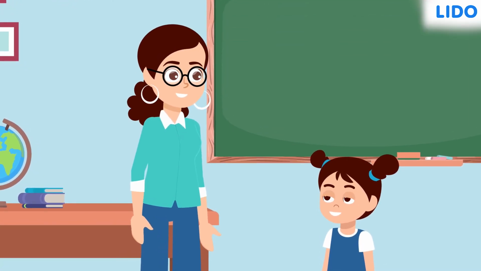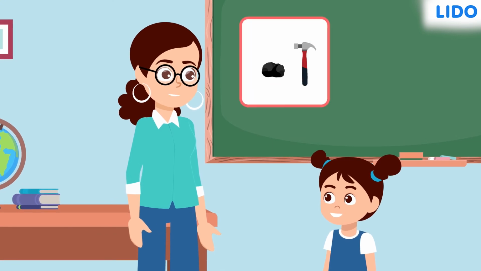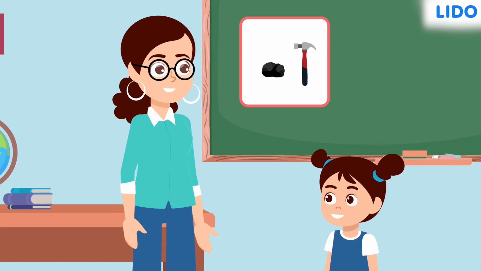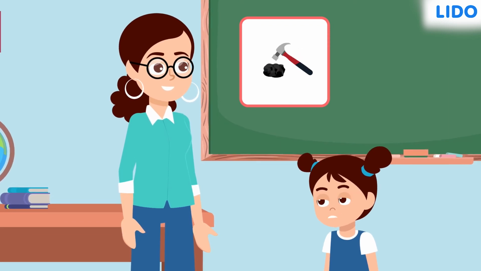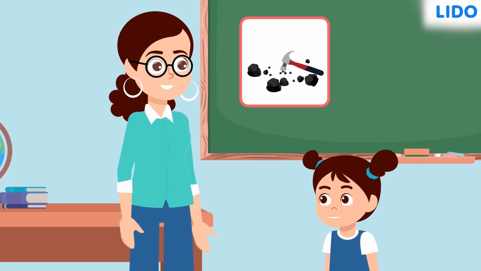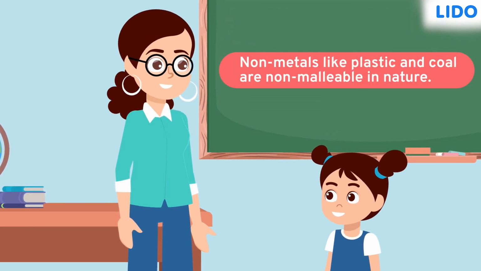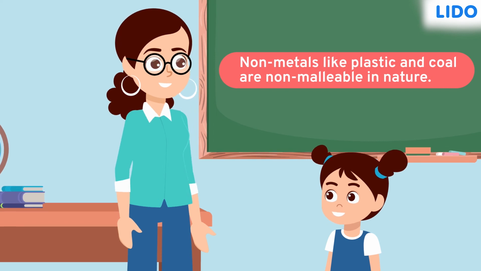It was the teacher's turn to ask, what will happen if we hammer a piece of coal? Ria replied instantly that coal will crumble into small pieces. Teacher praised her and added that non-metals like plastic and coal are non-malleable in nature.